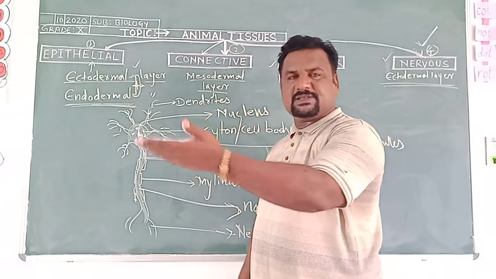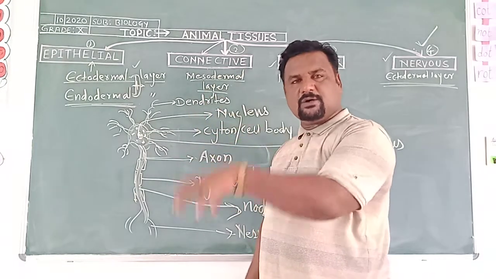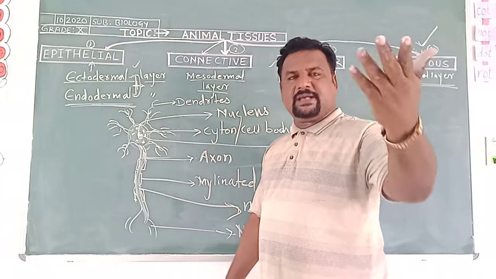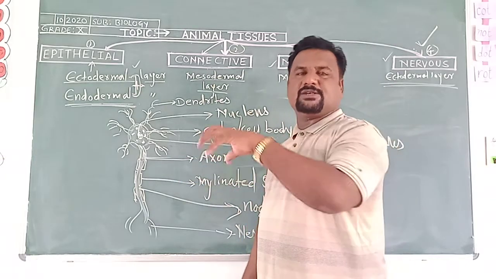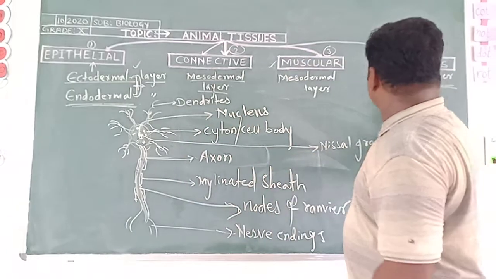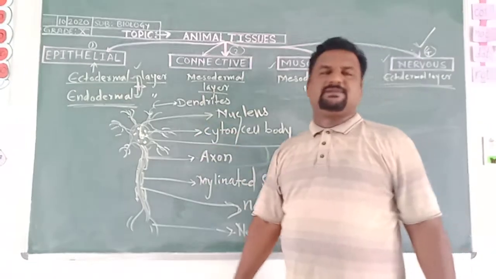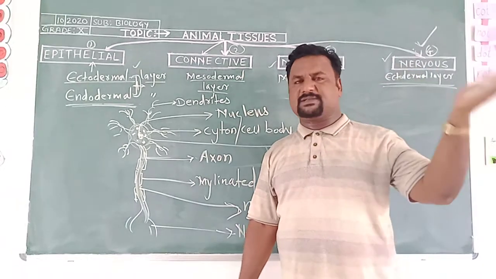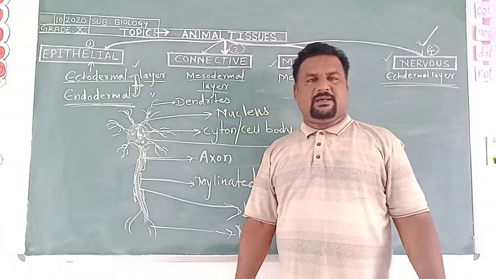And what are its functions? We know neurons or nerve cells are responsible for generating a nerve impulse when any stimulus is applied on the body. So this is about the nerve tissue, children. The further part of this, different types of nerve cells, their functions and all, will be continued in our next session.